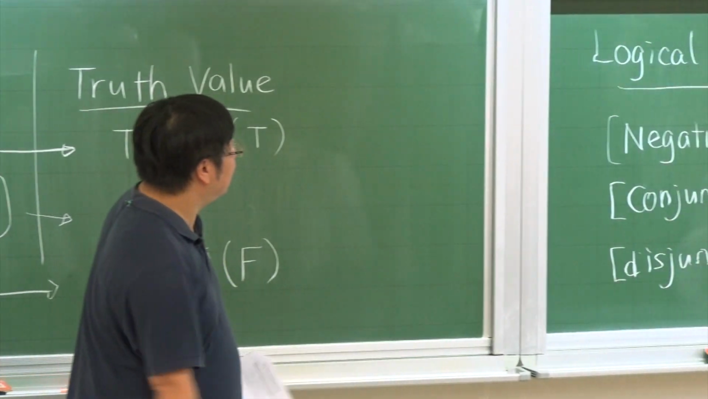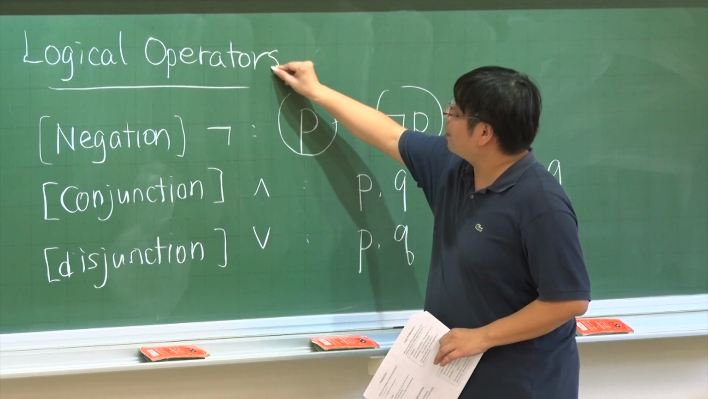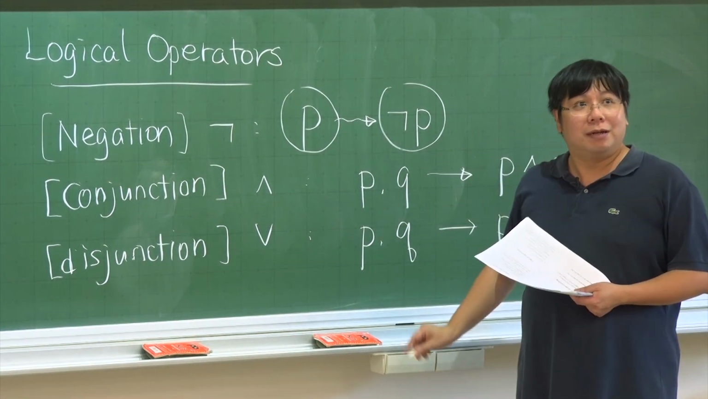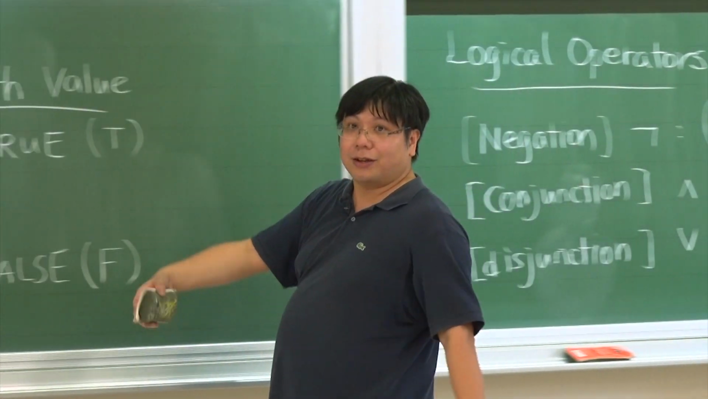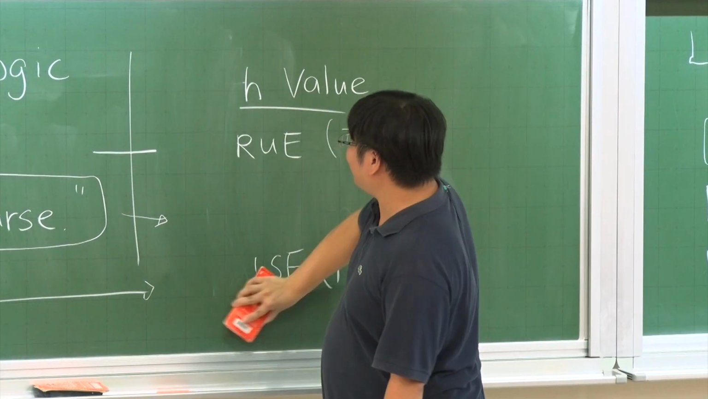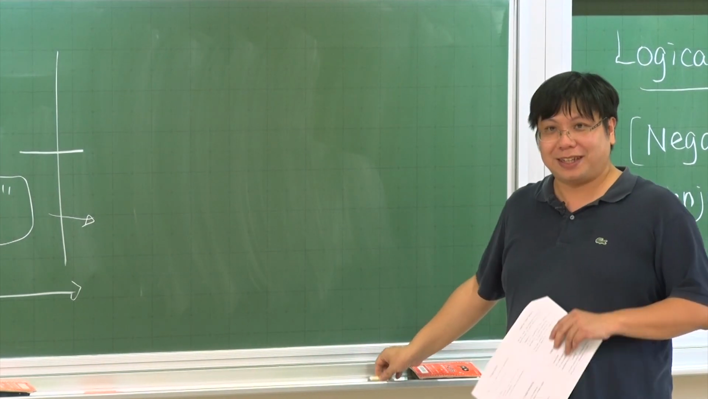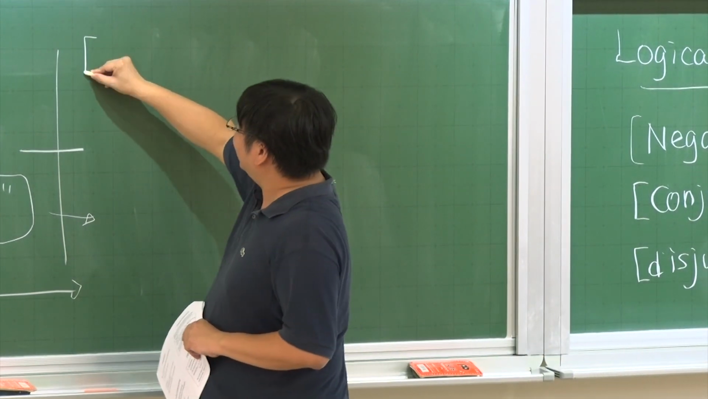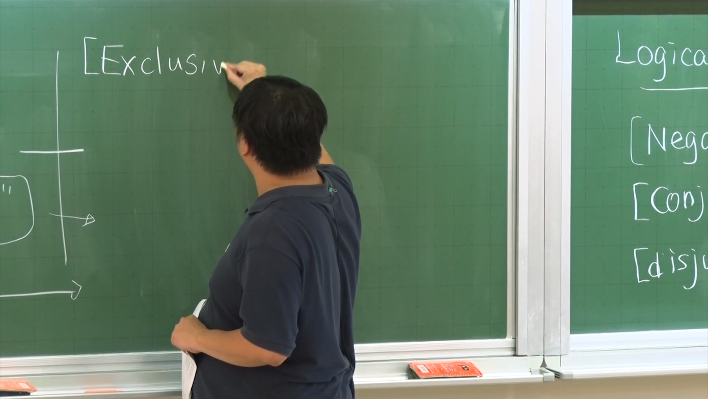Okay, and so these are the three very basic logic operators. But we have one more. We call it exclusive or. Now, this is going to be the hints for the puzzle. I'll let you think about it at home. We can talk about this on Wednesday.